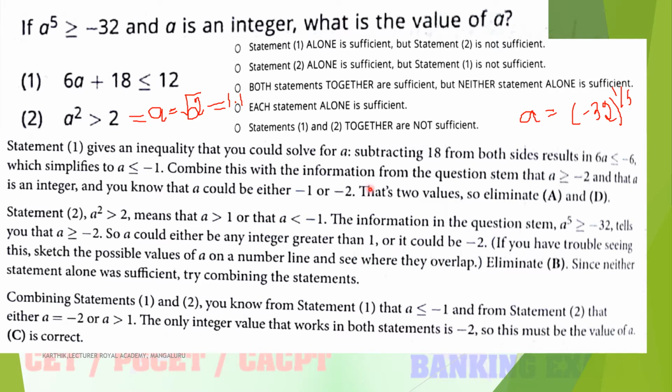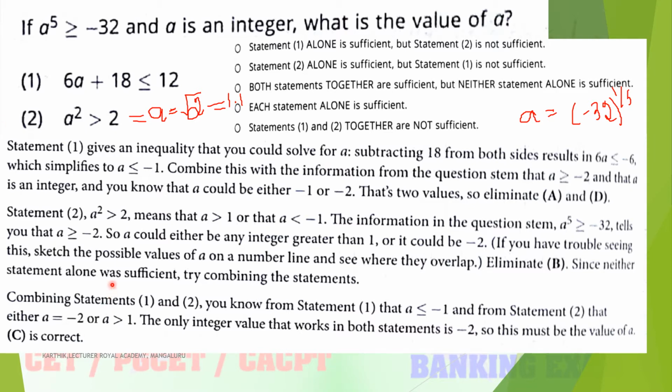While clubbing the two statements, one answer is common. Which answer is common? In the first statement you are getting -2, in the second statement also -2. So from clubbing together you will get the answer a is equal to -2. Which statement is correct? Both statements together are sufficient to answer the question.